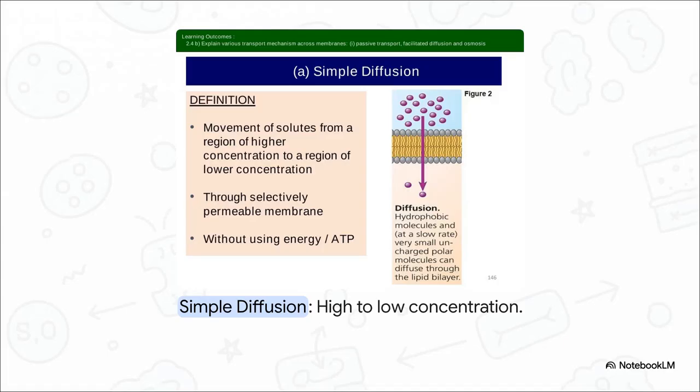Let's look at simple diffusion first. Molecules just glide effortlessly right through the membrane. They start in a highly crowded area and just naturally drift down into the less crowded space inside the cell. It's spontaneous, it's incredibly steady, and again, absolutely zero cellular energy is needed.